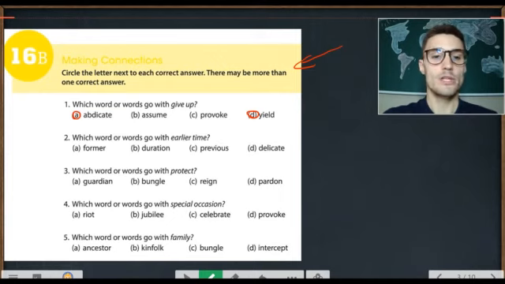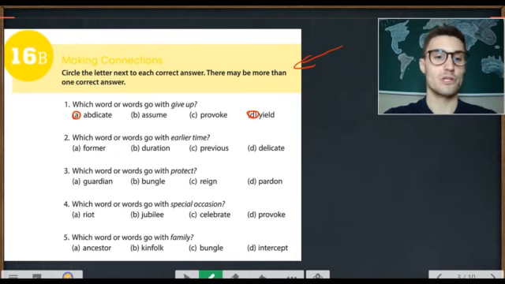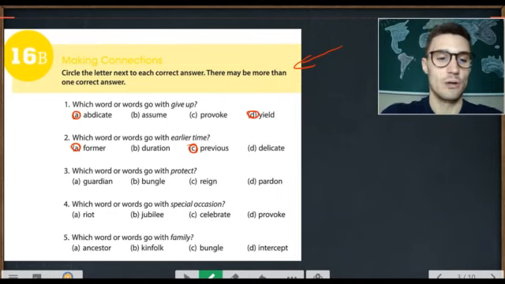Question 2. Which word or words go with earlier time? Is it A, former, B, duration, C, previous, D, delicate? I can see 2 correct answers. Which word or words go with earlier time? A, former, C, previous. These activities help us to practice and remember. Don't stress too much.